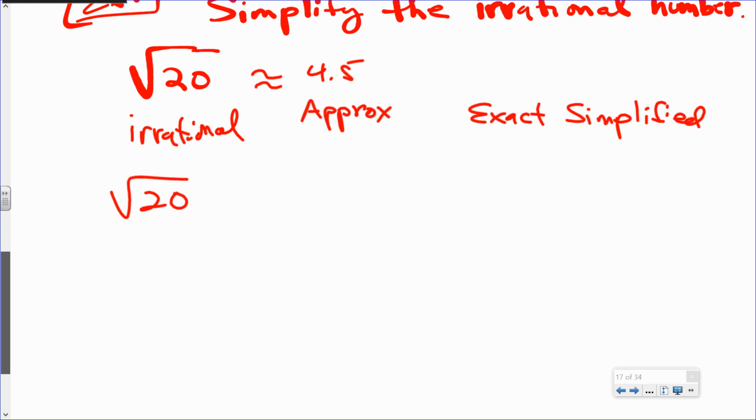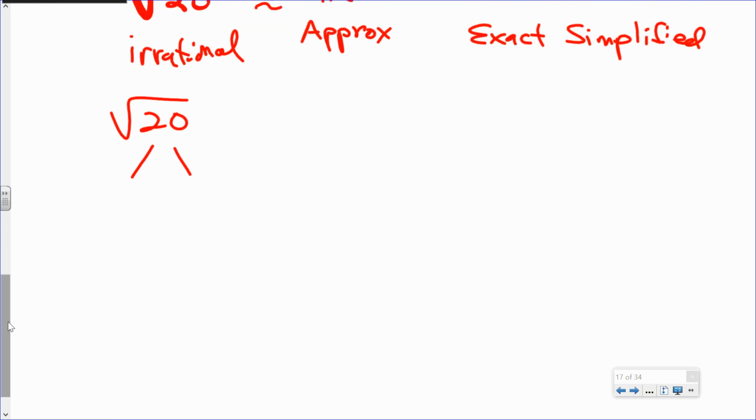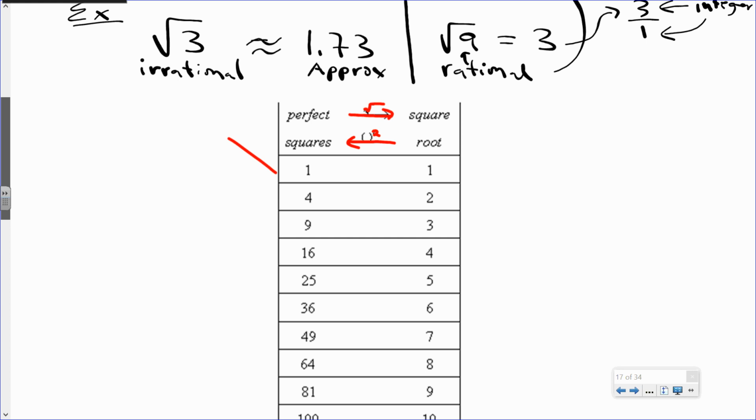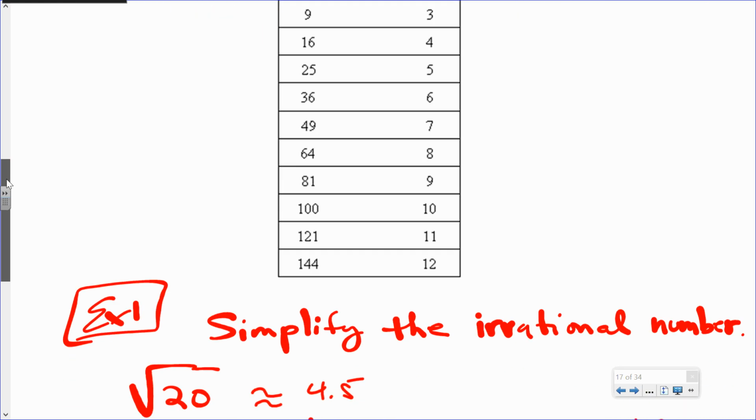I'm going to write rad 20 under here. We're going to break it down into two factors. You may have seen this before. Notice, a square root times some square root will equal the square root of 20. We've got to figure out some factors of 20 that'll go right here. But I want to make sure one of them is a perfect square. That means it comes from this perfect square list that we wrote down a little while ago. What number from this perfect square list is a factor of 20?